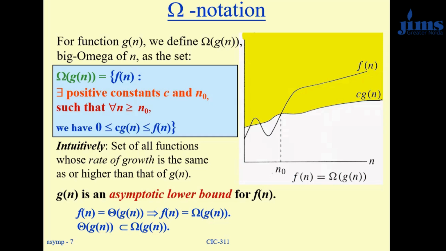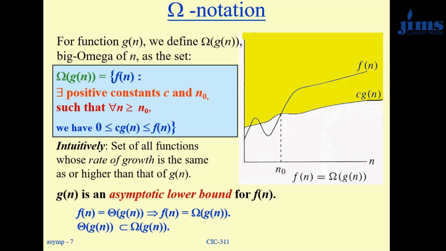Now the technical definition, if we read it out: omega of g(n) equals f(n) such that there exist positive constants c and n naught such that for all values of n greater than or equal to n naught, we have c·g(n) less than or equal to f(n), and both the values should be non-negative.